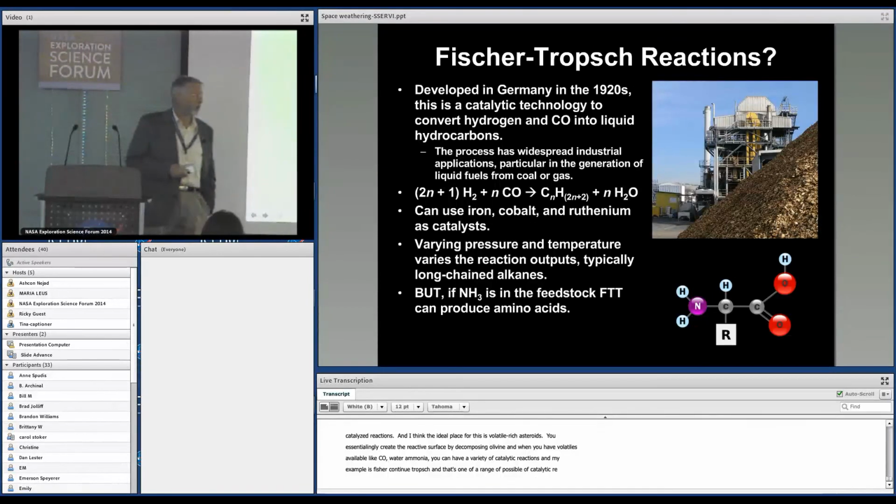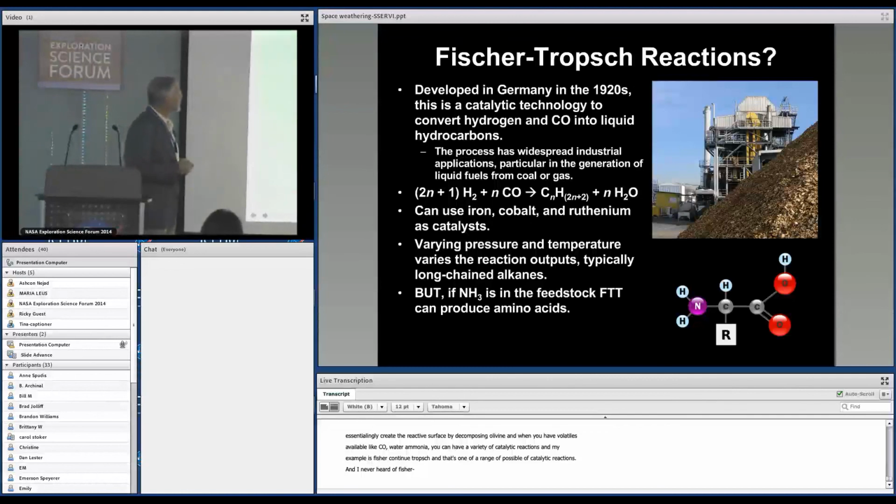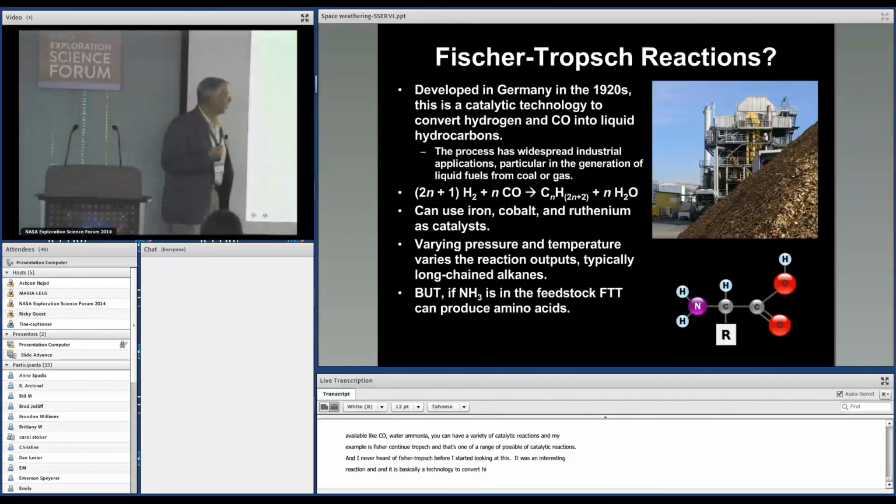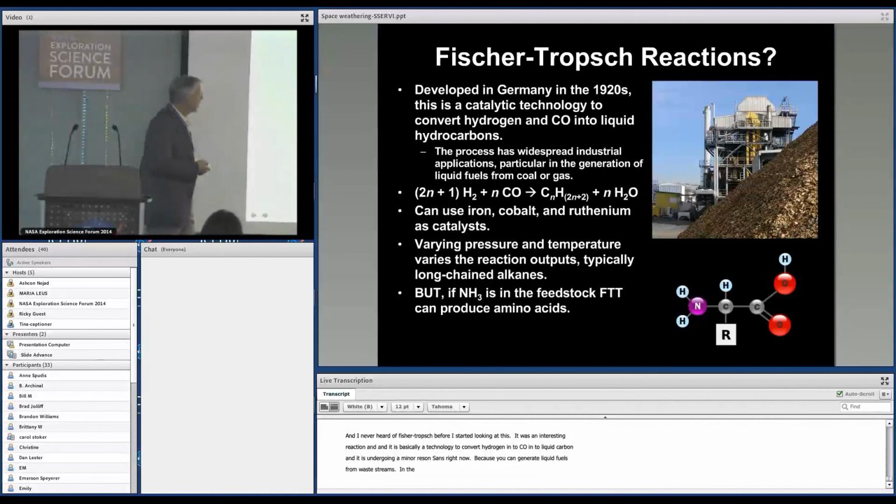And I had never heard of Fischer-Tropsch before I started looking at this. And it turns out this is an interesting reaction. It was developed and characterized in Germany in the 20s. And it's basically a technology to convert hydrogen and CO into liquid hydrocarbons. And it's undergoing a minor renaissance right now because in industrial applications, you can generate liquid fuels from waste streams. In the 40s, it was used to generate liquid fuels from coal. That's what kept Germany going in World War II in the last couple of years.